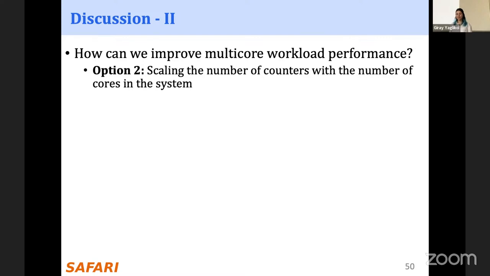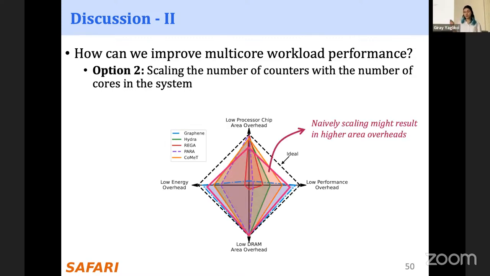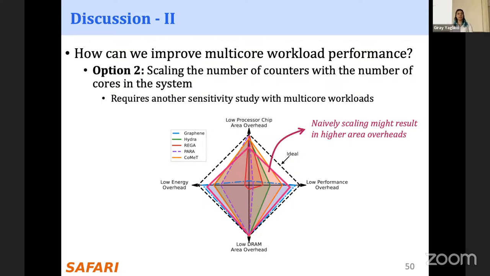So you could scale the number of counters with the number of cores in the system. Basically, this would reduce the load in each counter, right? So you would track all DRAM rows with more counters and then distribute them evenly. And naively doing so would increase the processor chip area overhead, but it could also improve performance and energy overhead. And I think you could do even smarter things here, and maybe you do another sensitivity analysis on this and see what happens if I scale the number of cores. Maybe I don't need that many counters for each core this time, and then you can see how that works out. Maybe it could be achieved with low overhead as well.